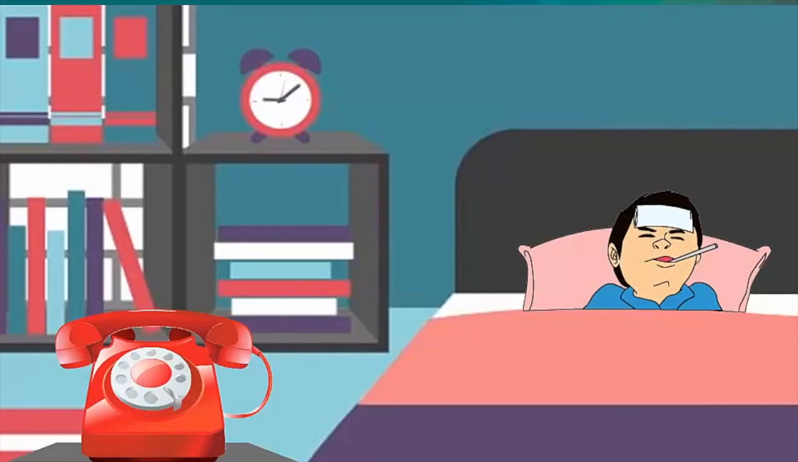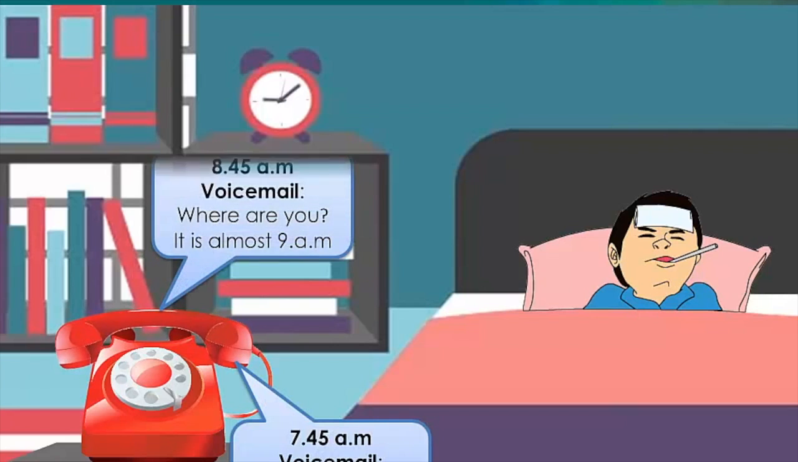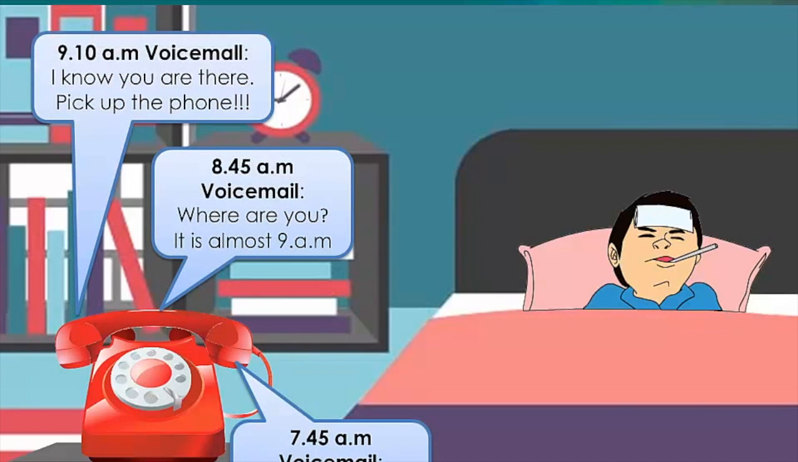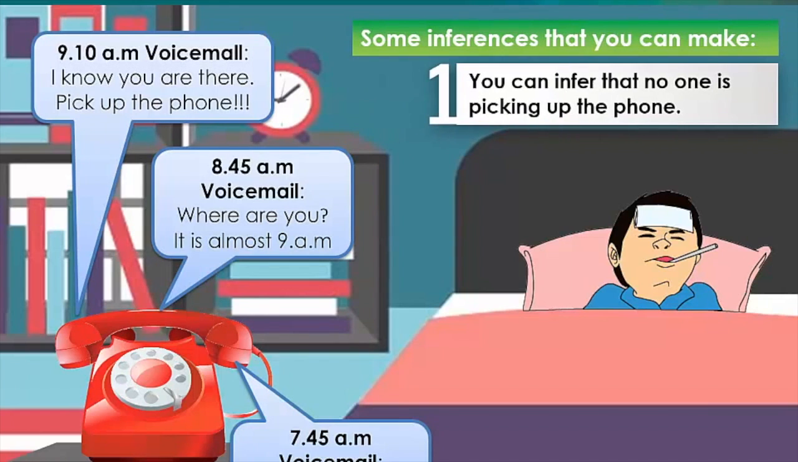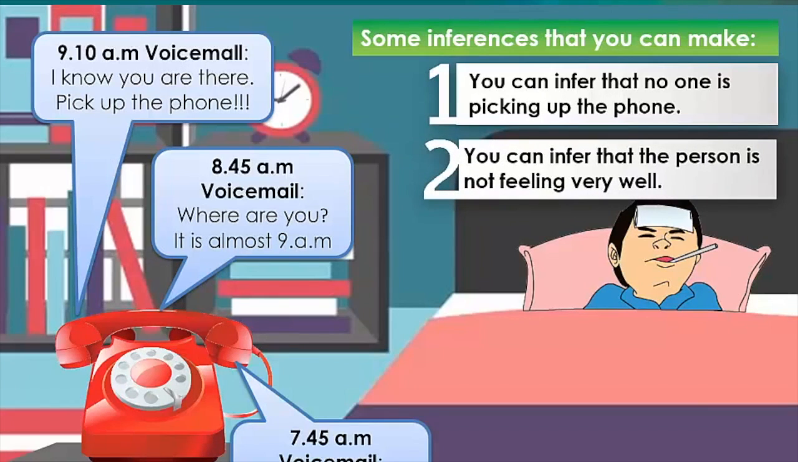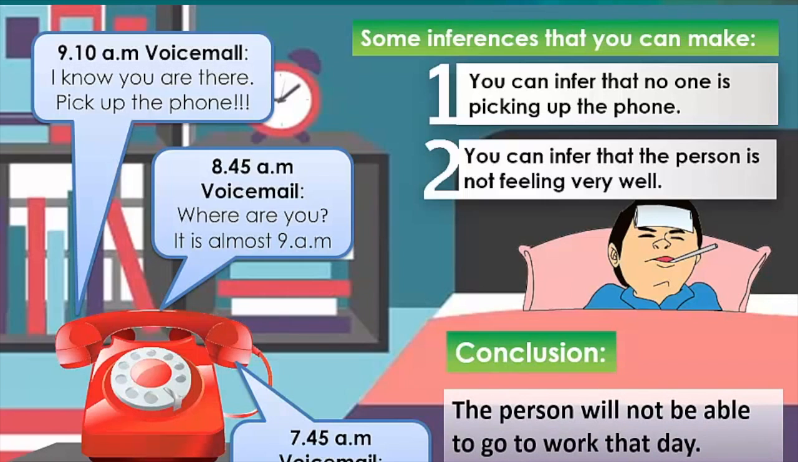Guided practice 4. Look at the picture again. You have made the following inferences before. You infer that no one is picking up the phone. You infer that the person is not feeling very well. Now, draw a conclusion based on the inferences that you have made. The conclusion is, the person will not be able to go to work that day.